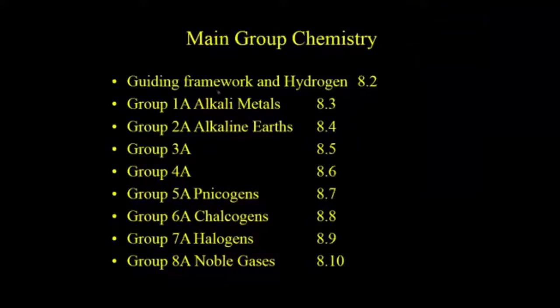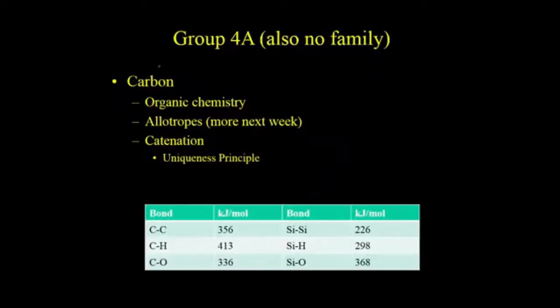So we've seen a guiding framework to our tour of the main group elements. We've looked at the alkali metals, the alkaline earths, and the group 3A elements. Now we're looking at group 4A, which again does not have a family name, and that may be because they're so different from one another, but actually there are a lot of ways that they're the same.